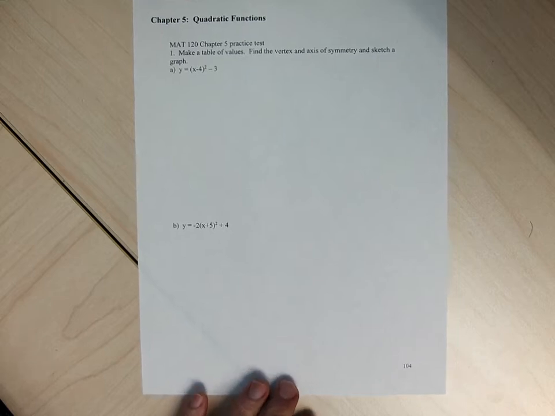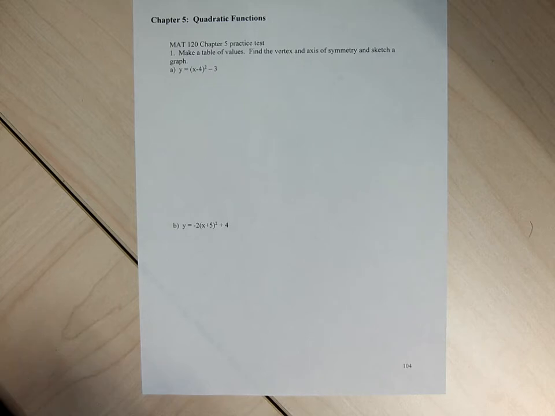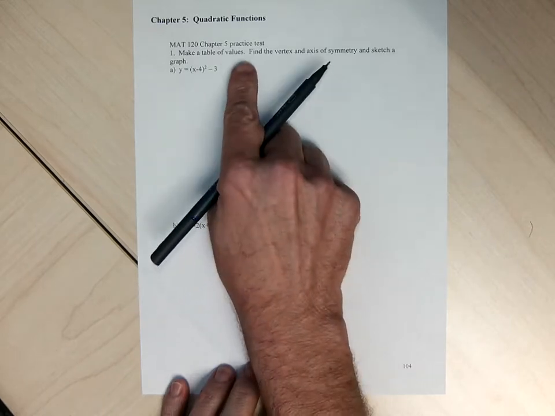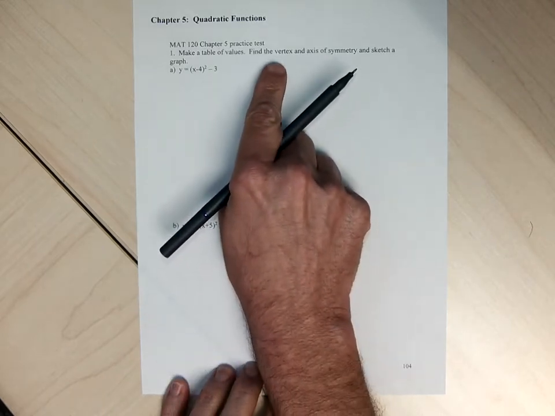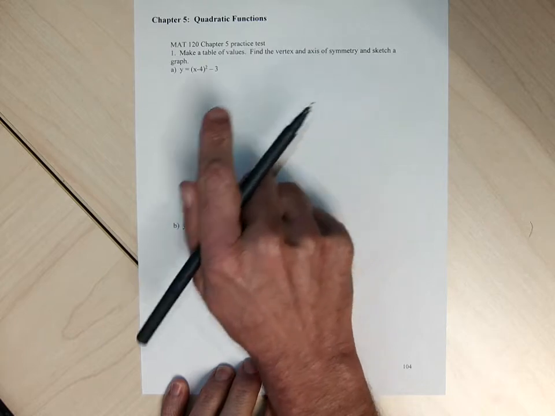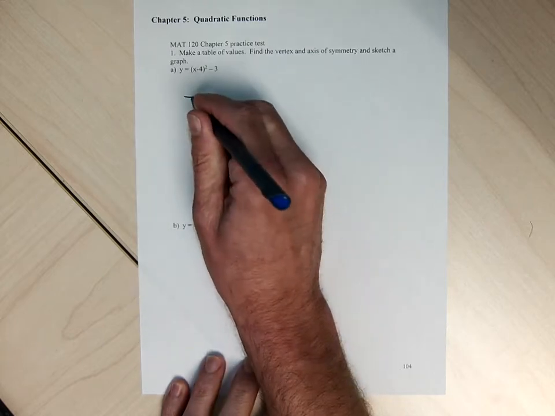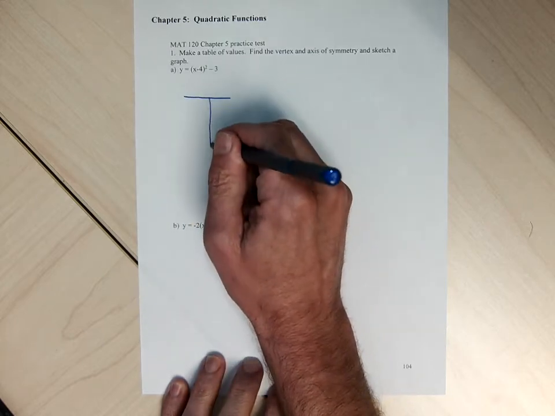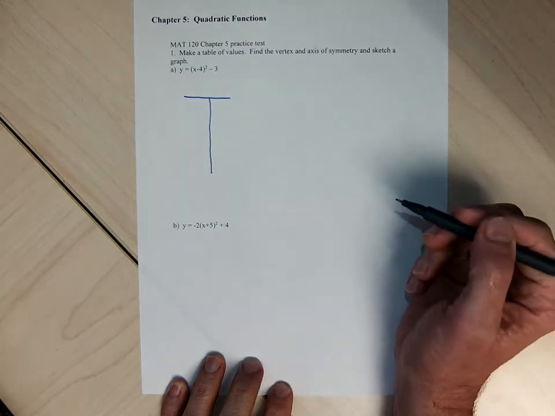This is a practice test for Chapter 5. Making a handful of graphs, I'd like you to use your calculator table function, but if you don't, you can do the tables manually. Problem 1 has two parts, gives me two different graphs, wants me to find the vertex, make a table, find the axis of symmetry, and sketch a graph. I'll do this table by hand, the other table I'll use on my calculator differently.